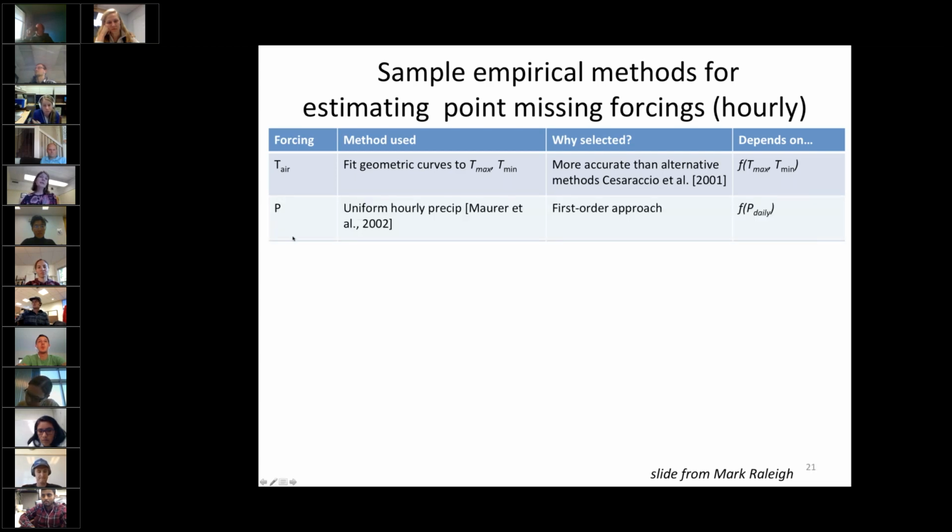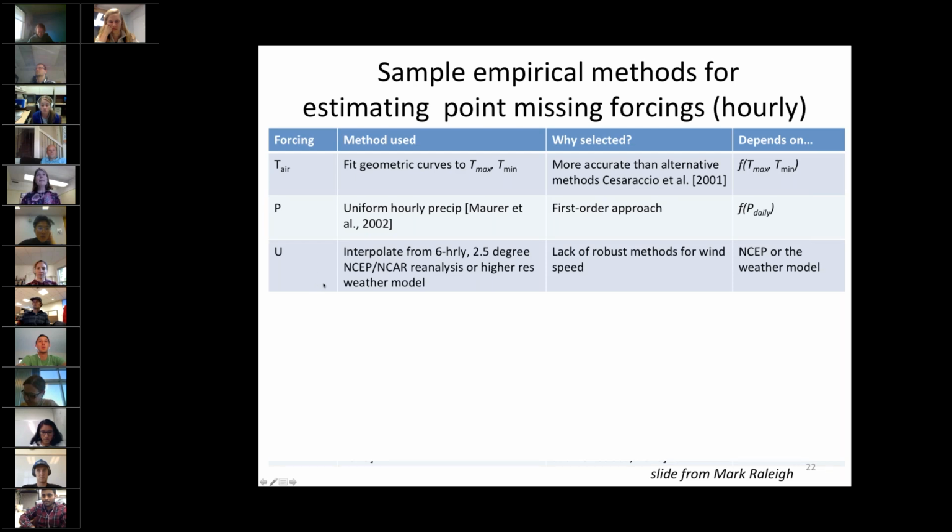Precipitation, often you only have daily precipitation totals for most places. So what are you going to do with that if you want it hourly? The most common is to just assume it's uniform every hour of the day. It's kind of a drizzle method, but it works better than anything else I've tried so far, short of using a full mesoscale model.